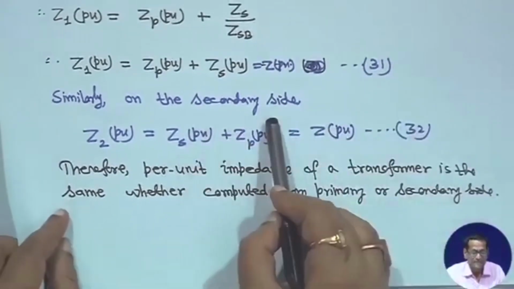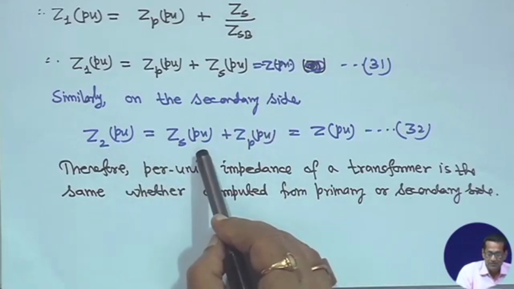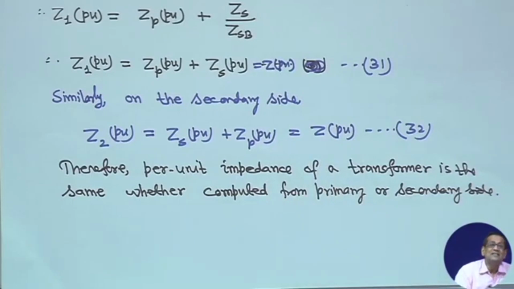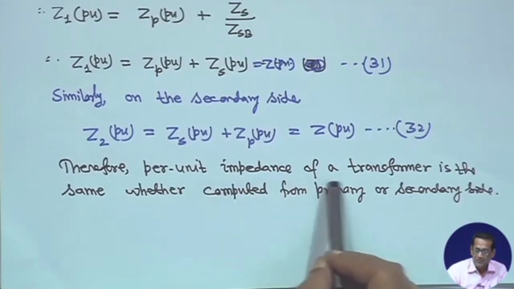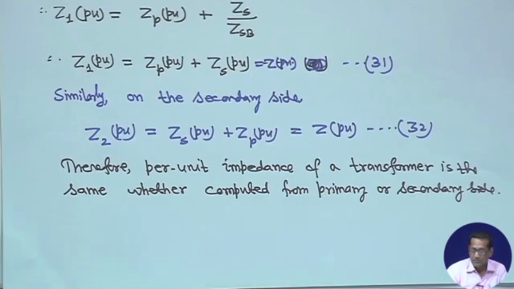Similarly, if you do it on the secondary side, you will get the same thing, that Z2 per unit is equal to ZS per unit plus ZP per unit is equal to Z per unit. That means, whether referred to primary side or referred to secondary side, the per unit value of impedance remains the same. Therefore, the per unit impedance of a transformer is the same whether computed from primary or secondary side. This is the major advantage of transforming all the parameters into per unit values, right.